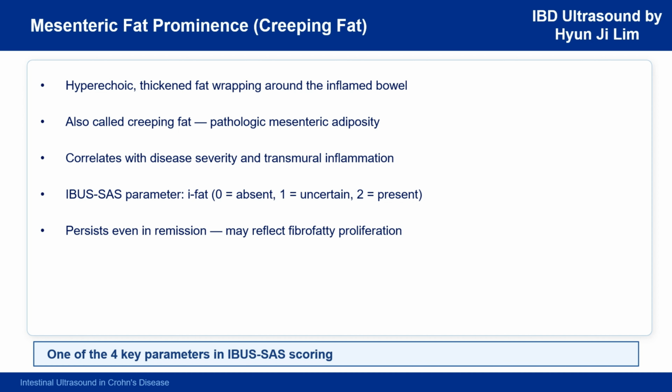In the IBUS-SAS scoring system, this parameter is called IFAT. It is graded as 0 when absent, 1 when uncertain, and 2 when present. One important point is that mesenteric fat prominence may persist even when luminal inflammation improves. So, when we assess Crohn's disease with intestinal ultrasound, mesenteric fat prominence should be evaluated together with bowel wall thickness, Doppler vascularity, and bowel wall stratification.